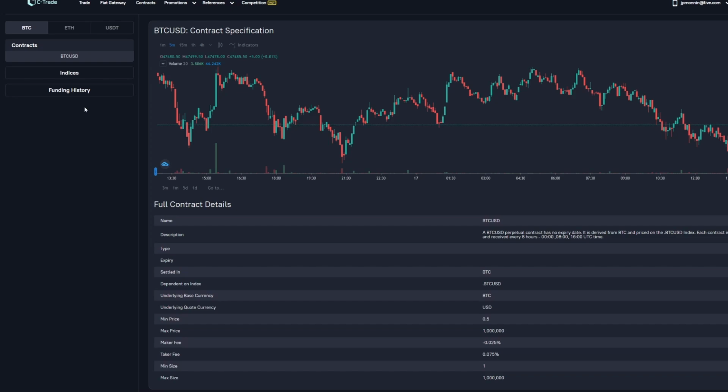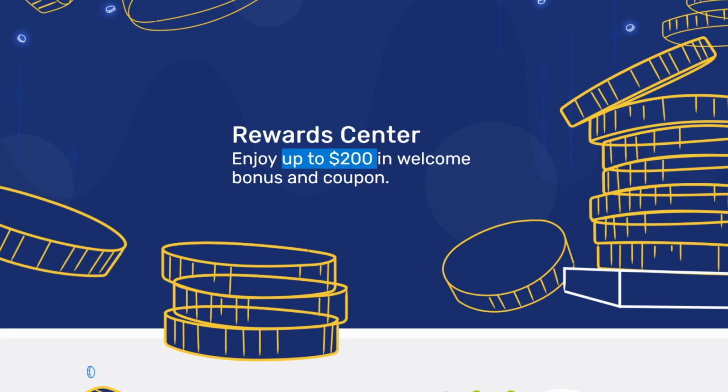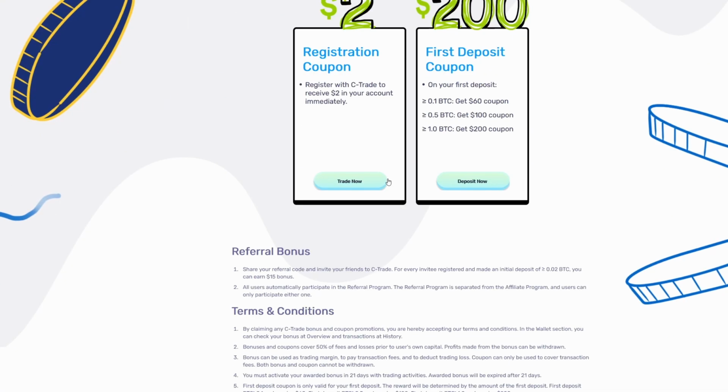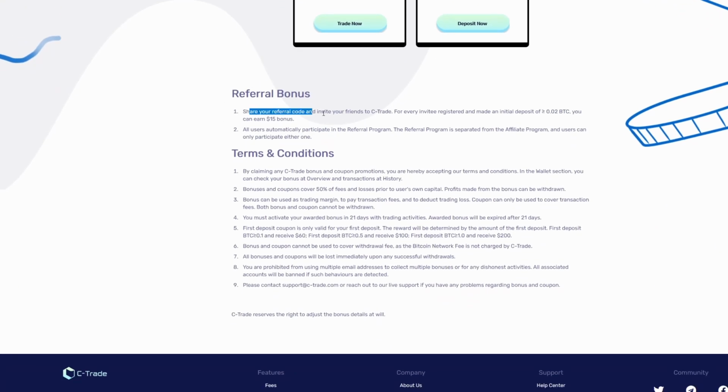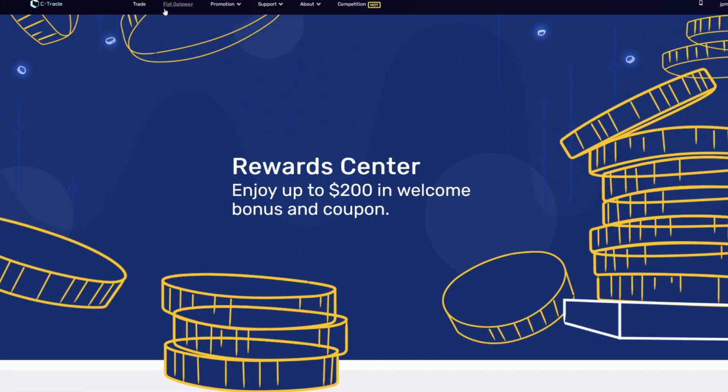Another thing to really note is, guys, when we went back to that referral program, I gave you guys my referral code. There is a referral bonus. You can actually enjoy up to $200 in welcome bonus and coupon at the reward center. So the referral bonus: share your referral code and invite friends to C-Trade. For every invite registered that made an initial deposit of 0.02 BTC, you can earn a $15 bonus. So a nice little bonus there if you guys have friends that you want to invite to C-Trade.